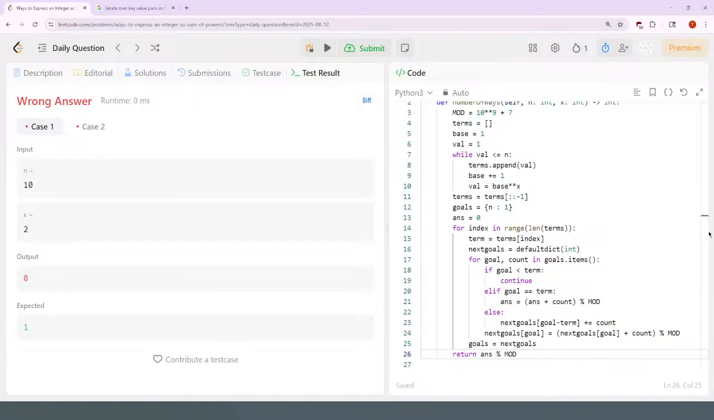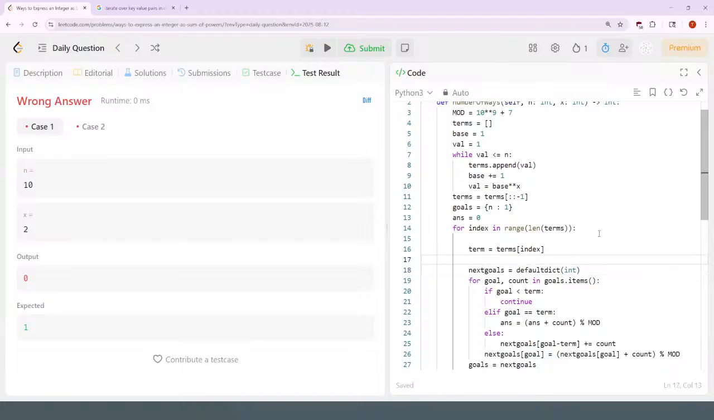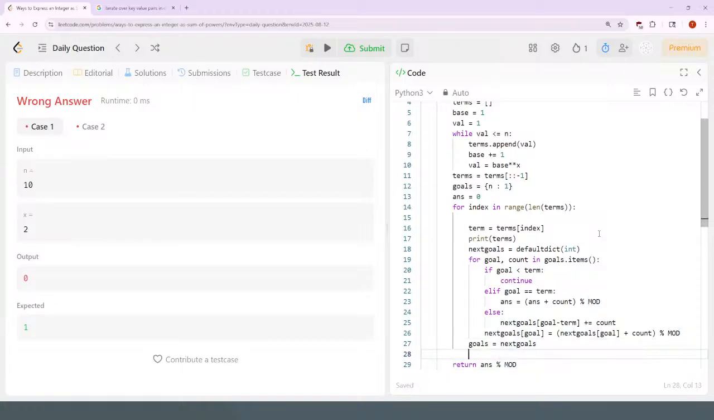Oh, great. Okay. Neither works. Answer. Okay, so index goes... Huh. Okay. Let's go and print here. And let's print post loop the answer and the next goals.